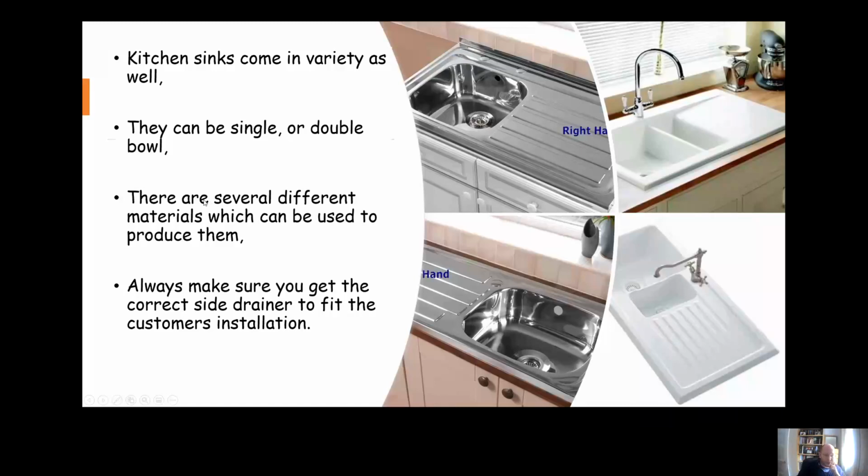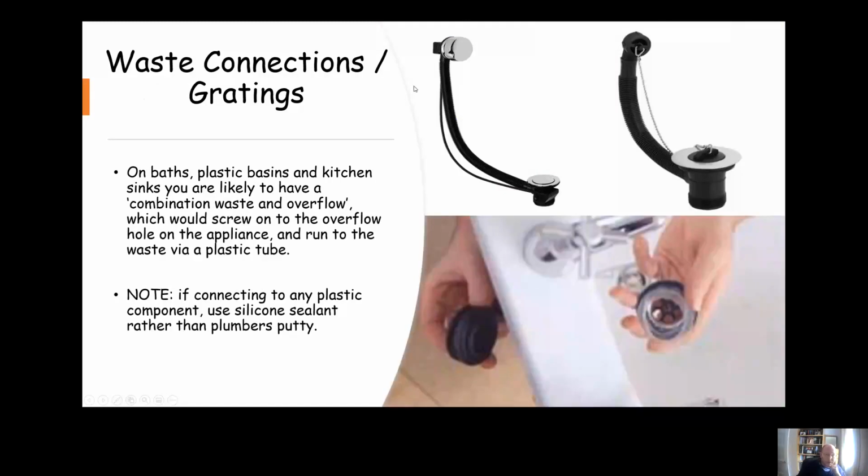Okay. So waste connections or gratings, there's different types of these. On plastic basins and kitchen sinks, you're probably going to have a combined waste and overflow. Also on baths as well. A lot of the time on baths you're going to have a combined waste and overflow, and that's where your overflow is built in and on the outside to the grating.